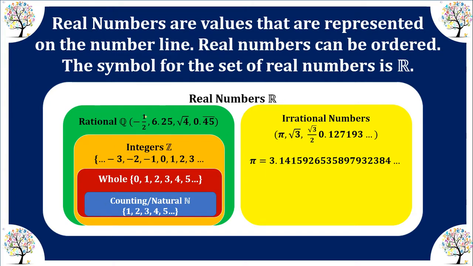And then we have the rational numbers, which includes all the integers and all the numbers in between the integers. Over to the right, we have the irrational numbers, which are those numbers that cannot be written as a ratio. But both the rational and irrational numbers are both sets of the real number system.